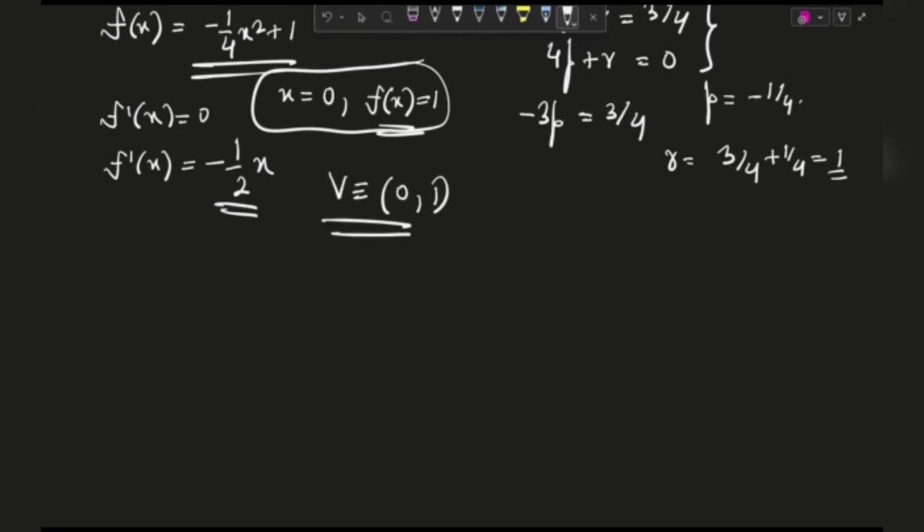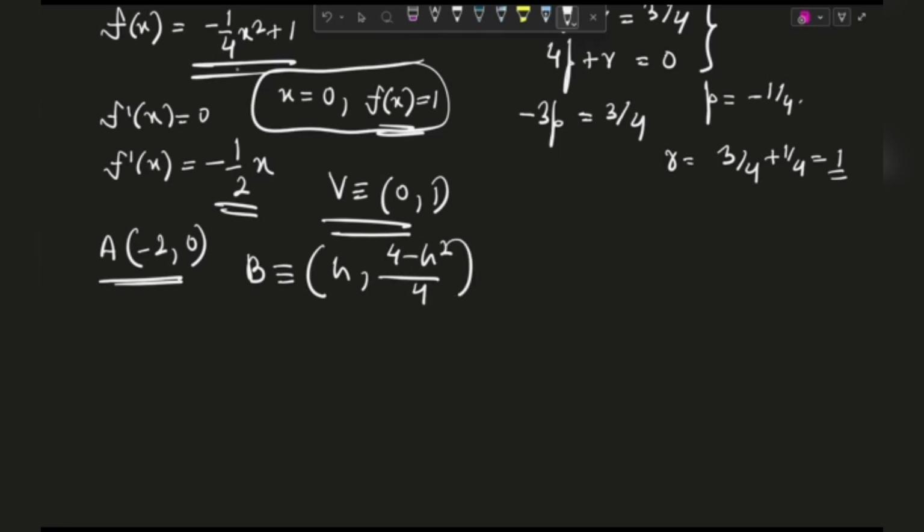If this was a paragraph type multiple choice, then they could have asked you this. Now we have to find the point where this curve meets the x-axis. To meet the x-axis, we have to put y as 0. From there we get A as (-2, 0). I hope this is simple. And now we have to assume a point B also, because B isn't given to us. Let's take it to be (h, 4 minus h squared by 4).